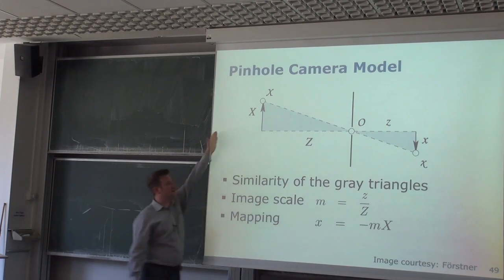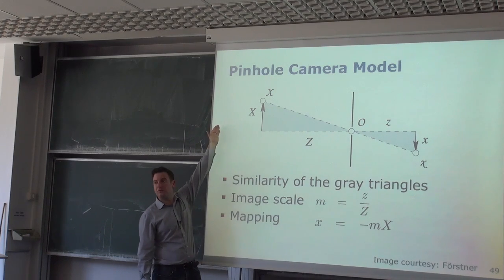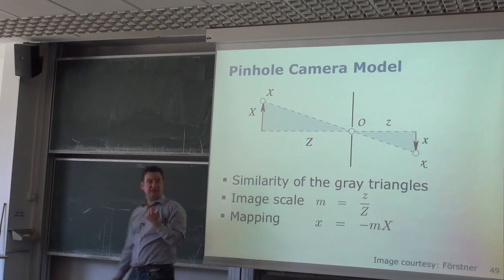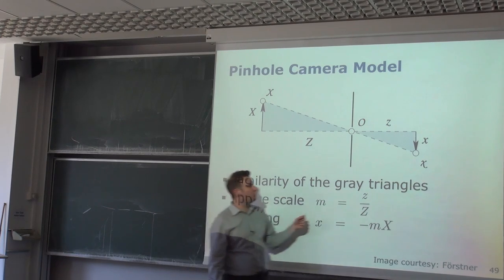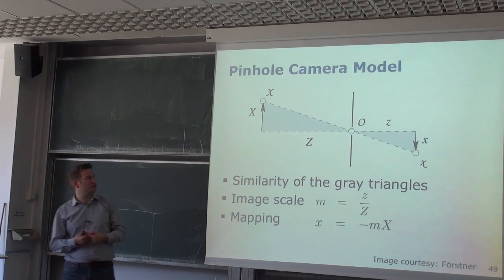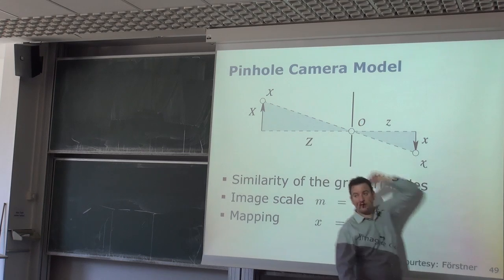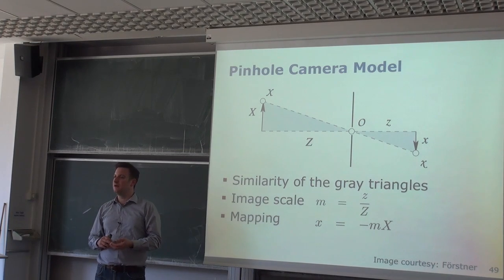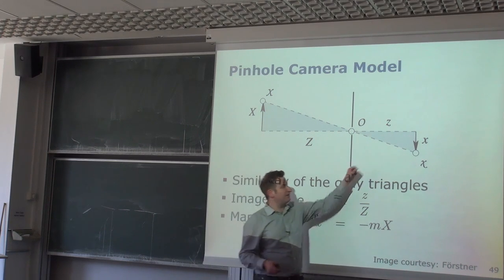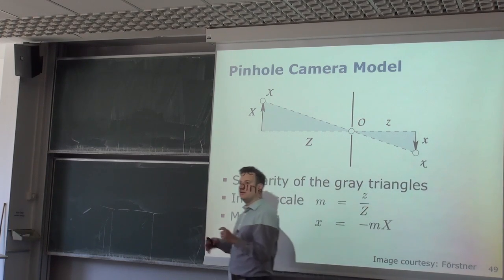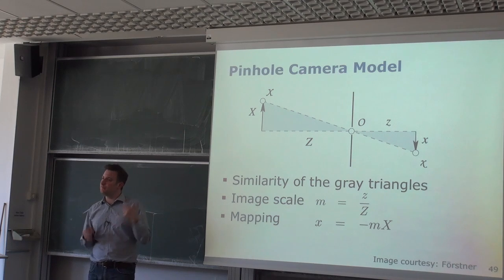The further this one goes away, the smaller my image gets. And the closer it comes, the larger my image gets. This is related to the image scale, the ratio of those two distances. If it's a one-to-one relationship, so if capital Z equals small z, then we would generate an image which is of the same size as the real object. In most real-world situations, the image that we generate is much smaller than the object in reality. But you can also imagine the other way around.